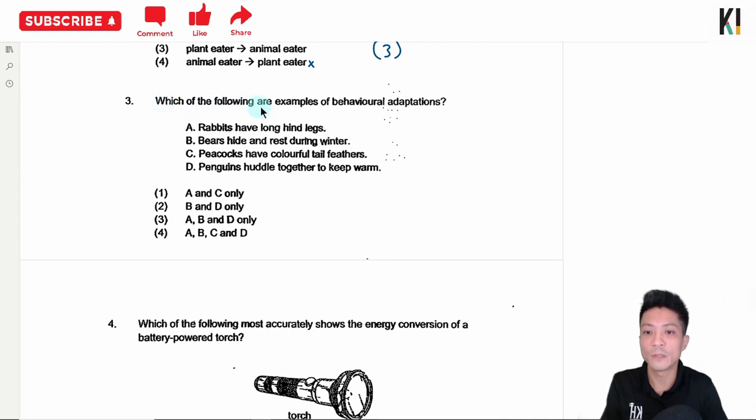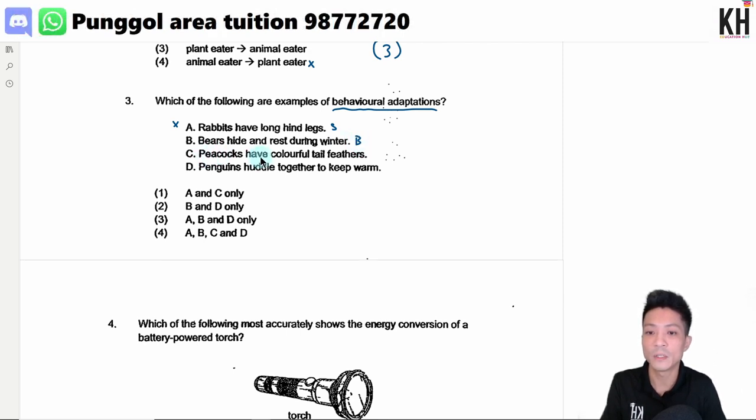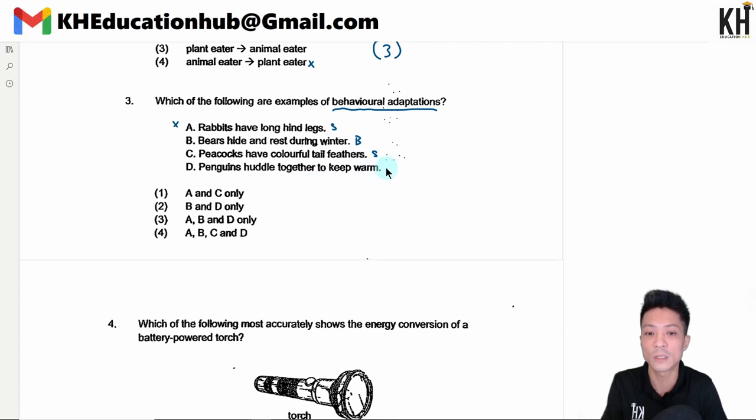Question 3, which of the following are examples of behavioral adaptations? Behavioral adaptations refers to a certain behavior that animals adapt. Animals have long hind legs. This one is structural, so this is wrong. Bears hide and rest during the winter. This is probably a behavioral adaptation. Peacocks have colorful tail feathers. This is structural. And D, penguins huddle together to keep warm. This is behavioral. So the answer should be B and D, number 2.